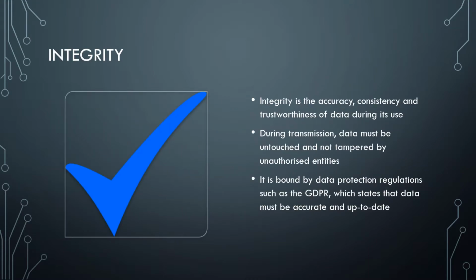Next, moving on to integrity. It is the accuracy, consistency, and trustworthiness of data during its use. During transmission, data must be untouched and not tampered with by unauthorized entities. It is bound by data protection regulations such as the GDPR, which states that data must be accurate and up to date. Also, something I didn't include in this presentation, but the GDPR gives all citizens the right to request a sort of profile of what data is kept by the companies that they are registered with.